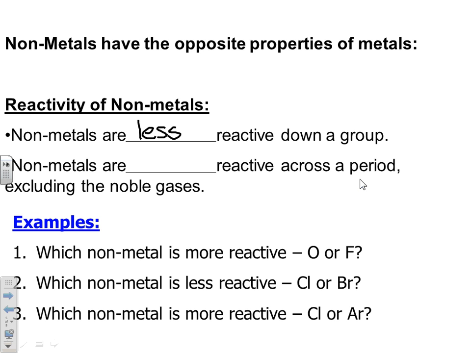Okay, nonmetals are blank reactive across the period. So if we're going across the period to the right, what's going to happen to the reactivity for nonmetals, keeping in mind it's opposite? It becomes more reactive. Excellent. Not including the noble gases. For these, the reactivity stops because their shell is full. And again, we'll talk about that more later on.